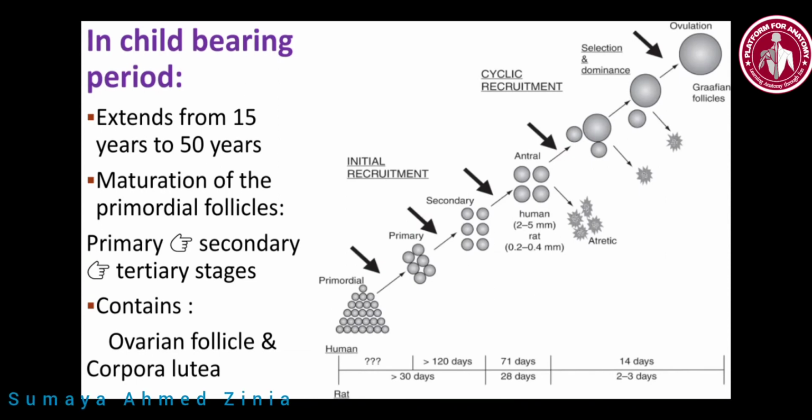During reproductive life, the cortex contains the ovarian follicles and corpora lutea at different stages of development, atretic follicles, and corpora albicans.